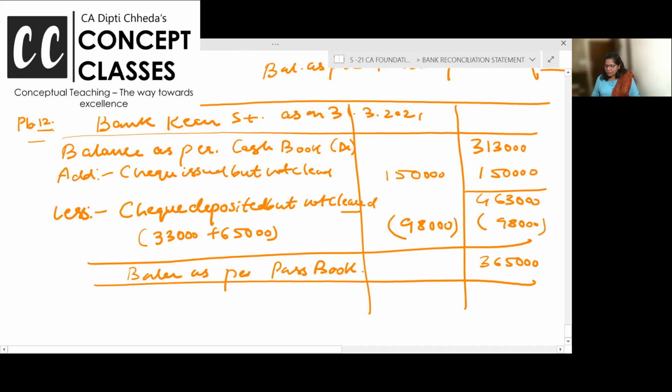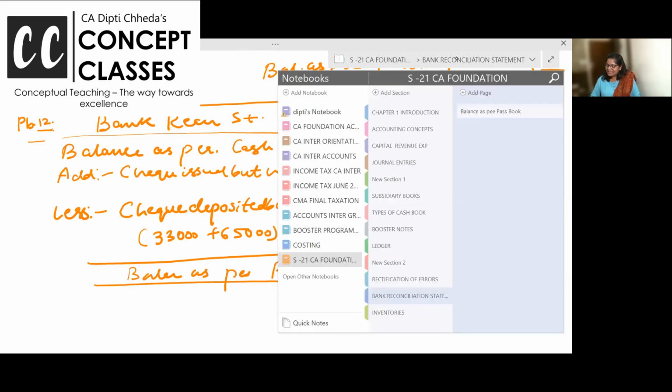All clear to all of you? Easy, no? And the beautiful part of today's class is their answer is in front of you. March closing 313, but passbook opening 365. The reason is these checks which were deposited and issued, they were cleared in the next month. I'm repeating many times because I feel your faces are not seen now.